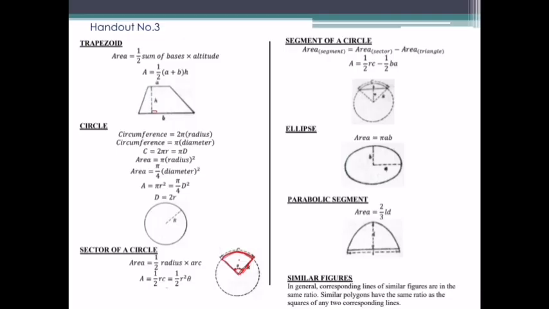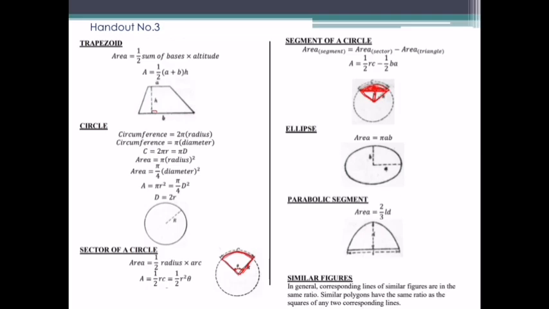Then segment of a circle. What is the segment? This one is your segment. When you say area of this, you simply get the difference between the area of the sector minus the area of this triangle. What remains is the area of this segment. The area of the sector is 1/2 RC, then minus the area of the triangle, 1/2 BA, where this is your base and this is your A, the altitude of this triangle. What remains is the area of the segment of a circle.